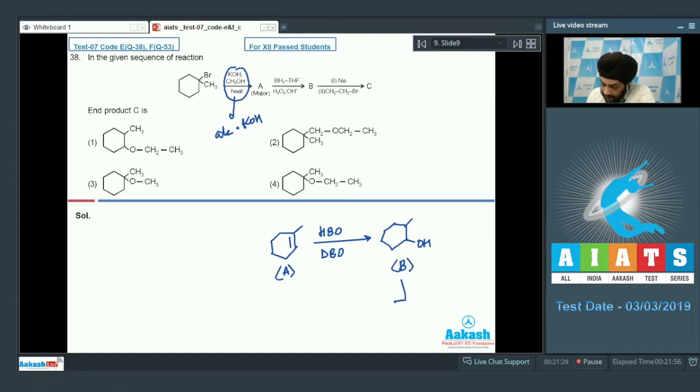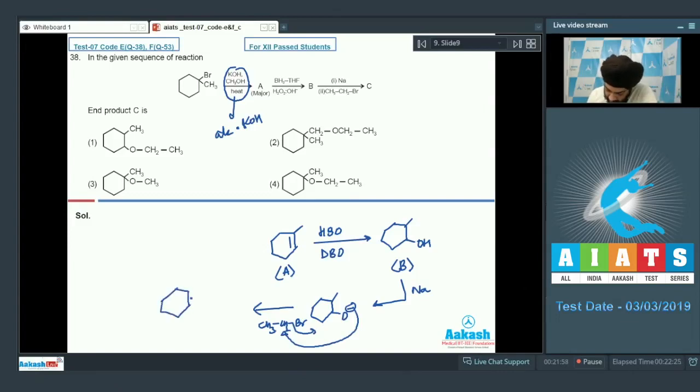Now this B is allowed to react with Na. So the Na will create a negative charge on this oxygen. It will liberate H2, leading to the formation of an alkoxide ion. And this alkoxide ion in the next step will attack on the EtBr which is given to us by an SN2 mechanism, giving us an ether. So this is the major product C which is formed at the end of the above reaction sequence. So for this question, we have to select the first option as the correct answer. Let us look at the next question now.